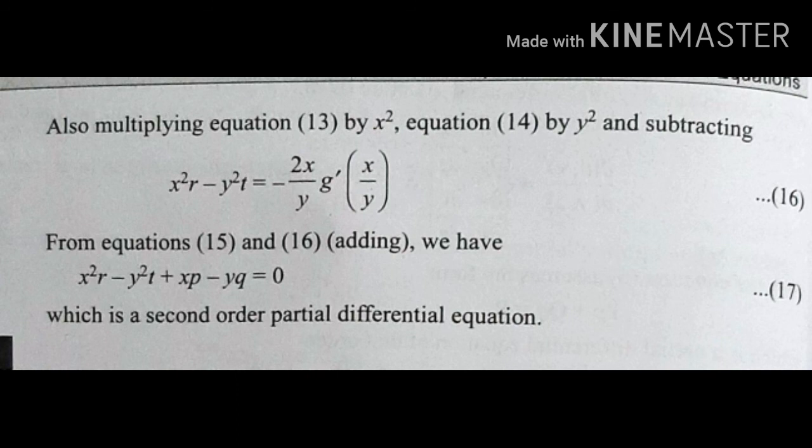Now adding 15 and 16, we have x square r minus y square t plus xp minus yq is equal to 0. So we eliminate the arbitrary functions f and g and we get the second order partial differential equation, which is our required.